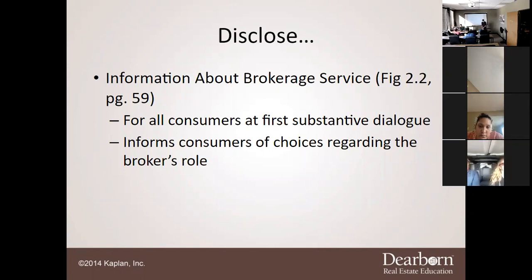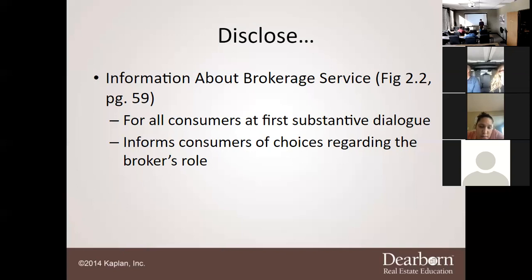So, the information about brokerage services form we've talked about before. It basically just says who I work for and who's next in charge. If a client wants to give a complaint, they know to go to my broker. So it's for all consumers at the first substantive dialogue. Substantive dialogue is the first time that I actually sit down and talk with them, or if I just have a long conversation. It really depends on what you say.